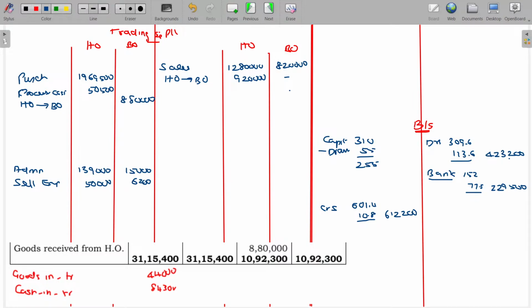Okay. If you add that 44,000 here, that same remains as closing stock. Rather, you can simply skip that 44,000 directly. Okay, you can post here. Goods in transit 44,000. Cash in transit 84,300, 84,300.